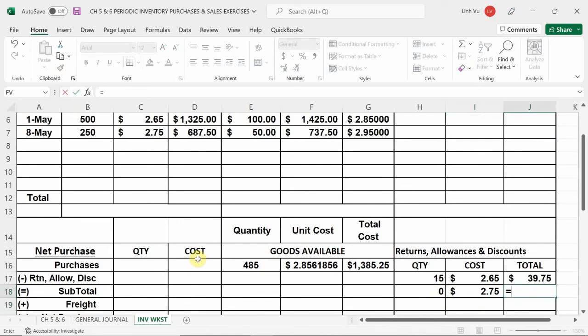Now, in this case, I need to figure out what my allowance is, because I'm not getting all my money back. I'm only getting 15% back of what I am trying to return. So I'm trying to return 50 of those mugs at $2.75 each, and I need to calculate how much 15% of that is.